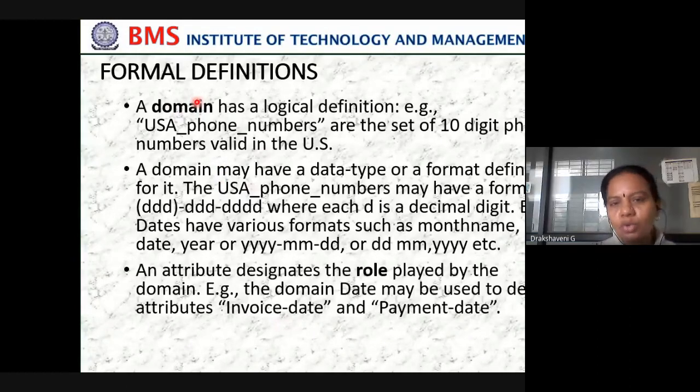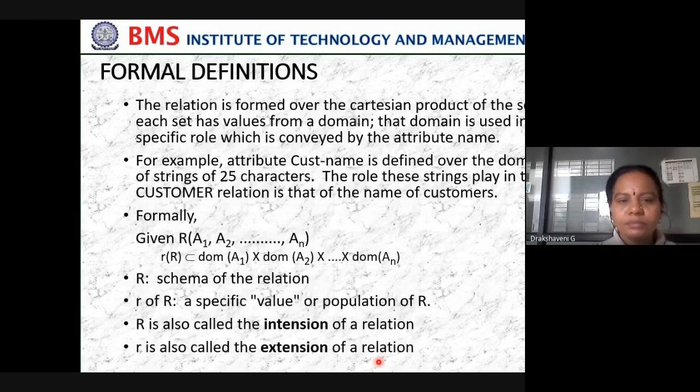Domain means, that's what I told logically. So how do we represent phone number? If I say phone number, what should be the size of the phone number? I say it is a 10-digit number. In the same way, I have some other things. Now the formal definition: a relation is formed over the Cartesian product of sets. Each set has values from a domain. That domain is used in a specific role, which is conveyed by the attribute names. For example, the attribute customer name is defined over the domain of strings of 25 characters.